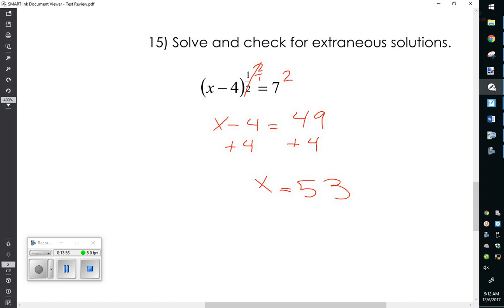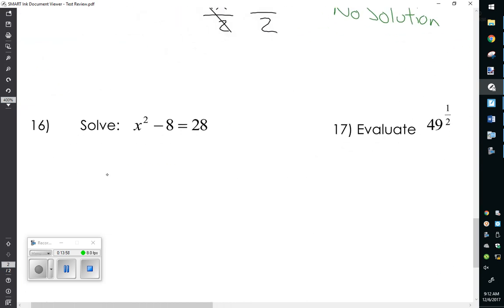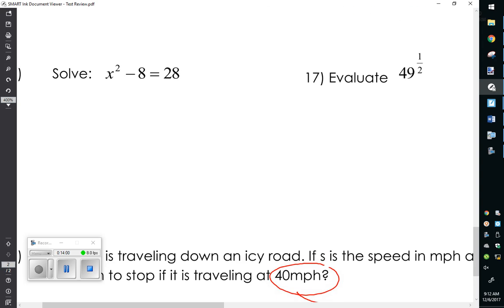I know I'm going quick. I'm trying to get them all in before we get done here. Number 16 and 17 are both the 2 easiest problems on this paper. Add 8, x squared is 36. What would I do next? How many answers am I going to get on this problem? There should be 2. X is equal to plus or minus 6.